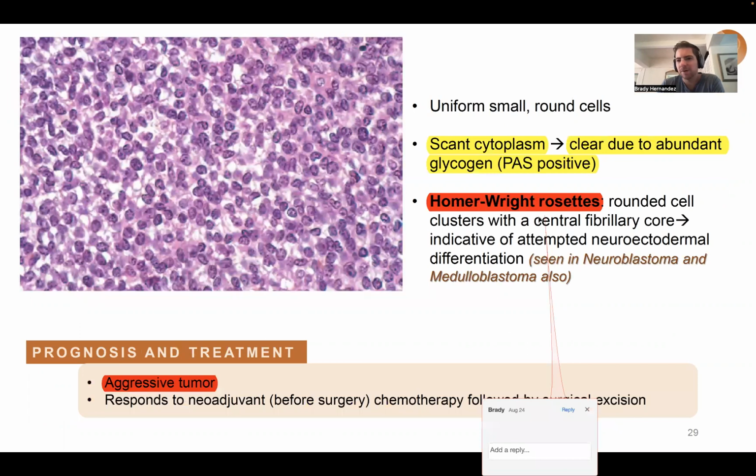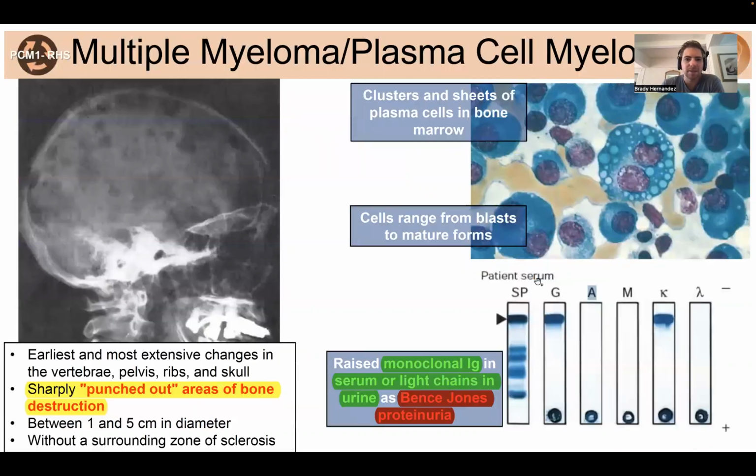Homer Wright rosettes, those are found in a lot of different places like neuroblastoma, medulloblastoma, but that's another characteristic that you can see here. Multiple myeloma, you've learned about this. You get this monoclonal Ig spike, usually IgG. Bence Jones proteinuria, you get these Bence Jones proteins. That's another buzzword for it. And as I said earlier, look at these lytic lesions. You can see them all over the place, okay? And you could find those there.